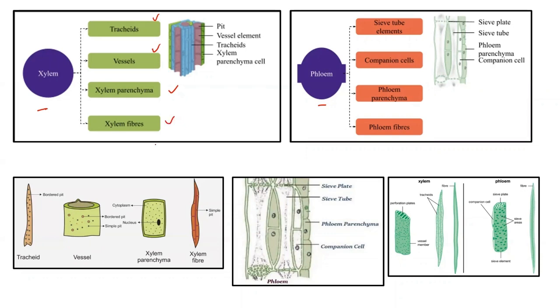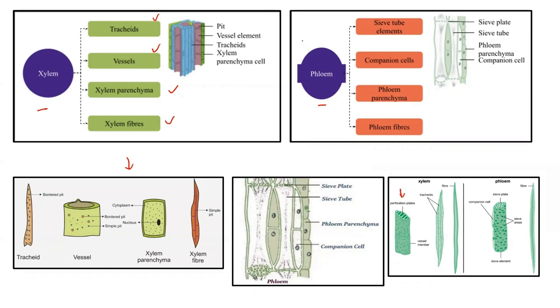So you should be knowing about them, as well as the diagrams related to that, so that you know what are bordered pits, what are simple pits, how the vessels are formed through the tracheids, and what are tracheids, what are xylem fibers. Then we move on to the perforation plate part that is present in the vessel. So you should be knowing about the perforation plate.